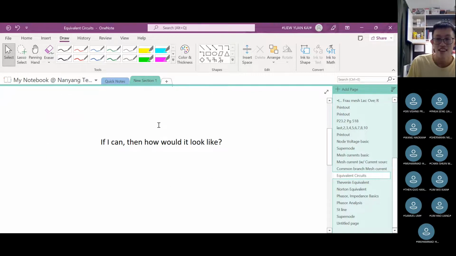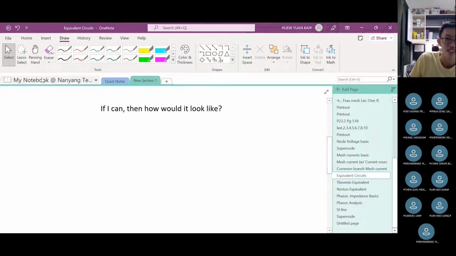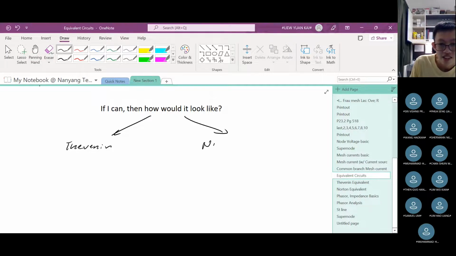Okay, so let's move on. If I can, then how would it look like? Now here's where we split into two ways. The first way is the Thevenin equivalent, the Thevenin equivalent of a circuit. The other way is the Norton equivalent. Now, what's the difference between these two?